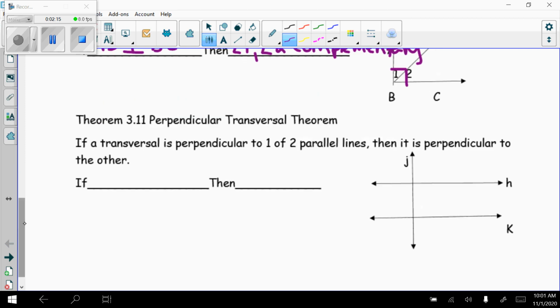Our next theorem, 3.11, perpendicular transversal theorem, says if a transversal is perpendicular to one of two parallel lines, then it is perpendicular to the other. So in this picture that we have lines H and K, and then line J. We could say if J is perpendicular to H, and H is parallel to K, so if we marked that in this picture, J perpendicular to H, and H parallel to K, then we could say that J is also perpendicular to K.